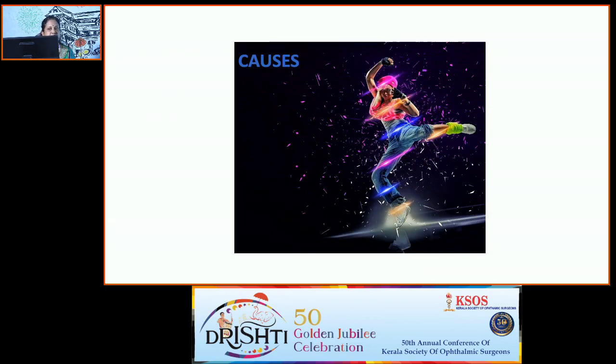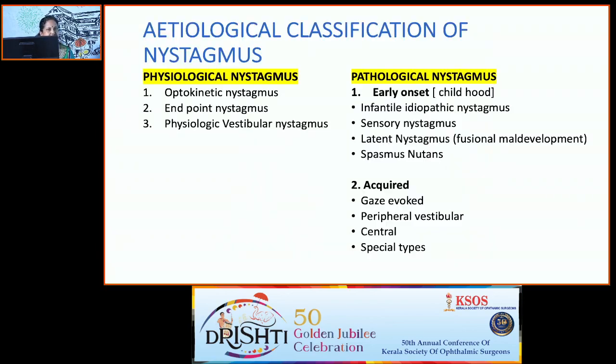And now we will see what are the causes for nystagmus. Okay, so etiologically, we can classify nystagmus as physiological nystagmus and pathological nystagmus. Okay, physiological nystagmus means it's a function of the normal oculomotor nerve and system. So it is normal in normal people. Okay, the important varieties are optokinetic nystagmus, endpoint nystagmus, and physiological vestibular nystagmus. And all these are physiological nystagmus.